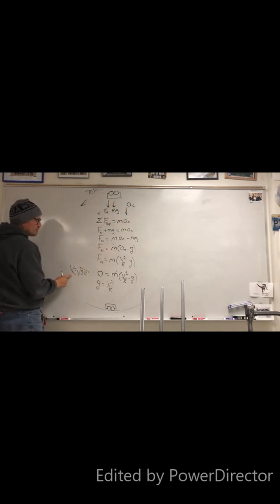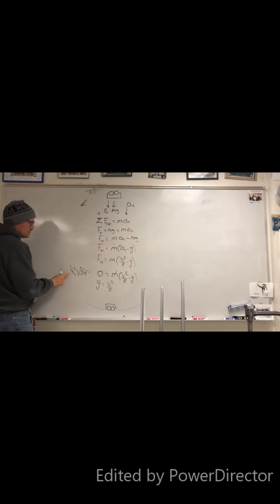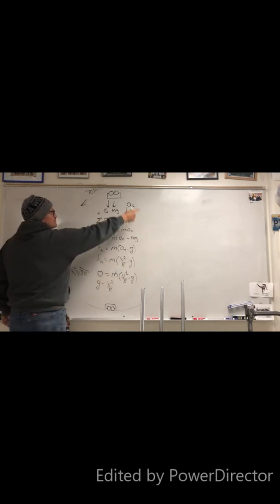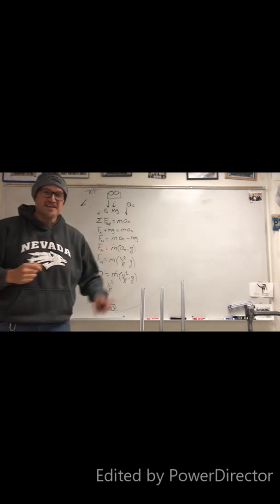If it goes slower than this, the normal force will be 0 and the marble or the cart will fall. So long as it maintains this speed or greater, it'll be able to go all the way around the loop.